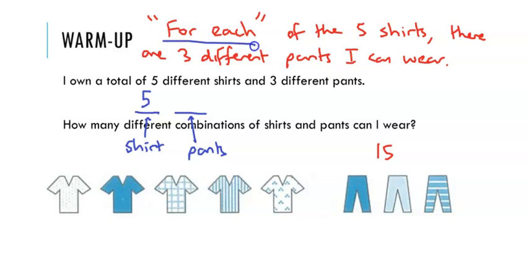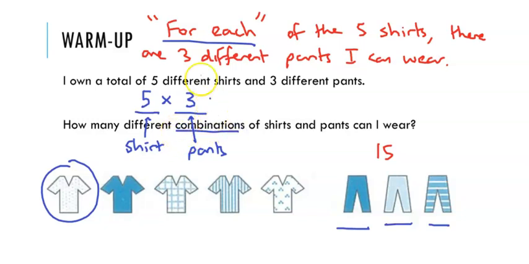And then for each of these 5 shirts, so like for example, if I picked this shirt here, I can still pick any of these 3 pants. So for each of these 5 shirts, I have 3 pairs of pants. That gives me a total of 5 times 3 shirt and pants combinations. And so I have 5 times 3 equals 15 combinations of shirts and pants.